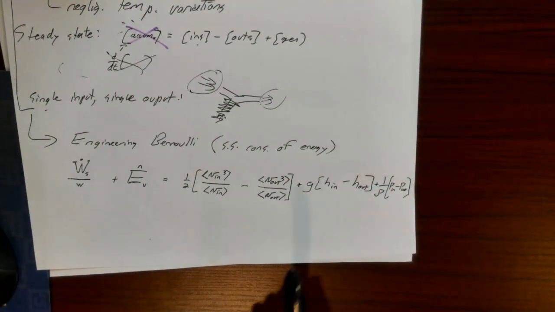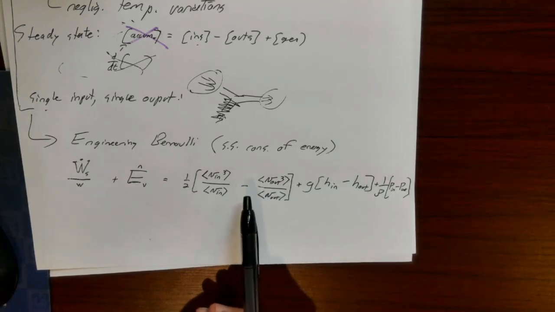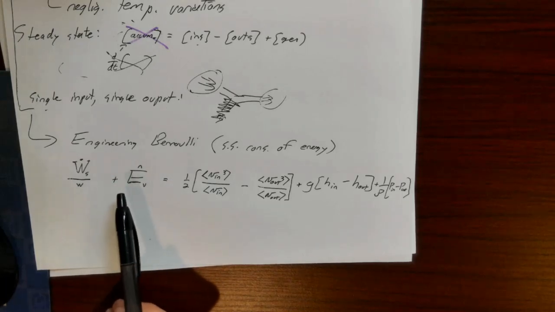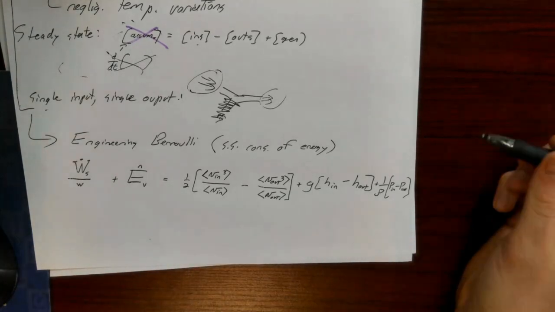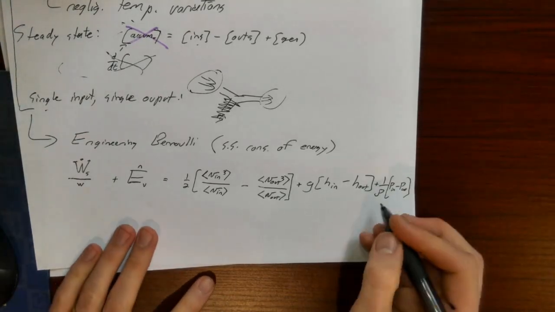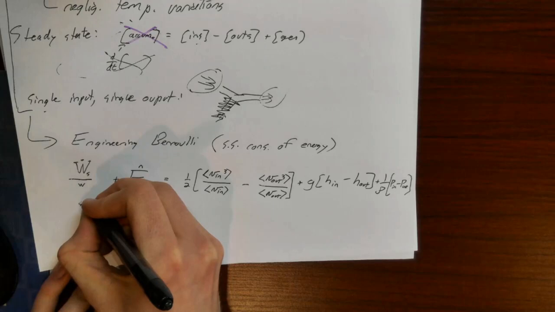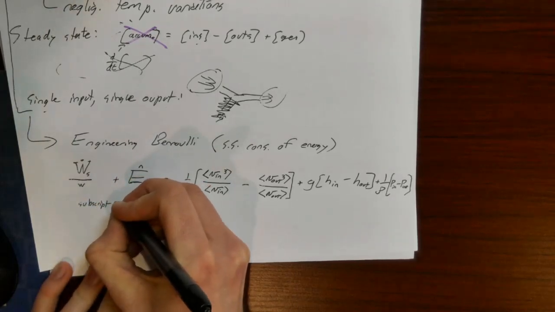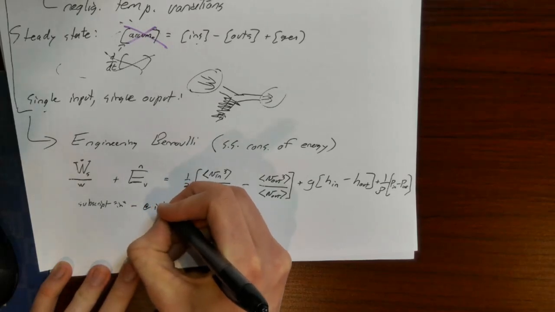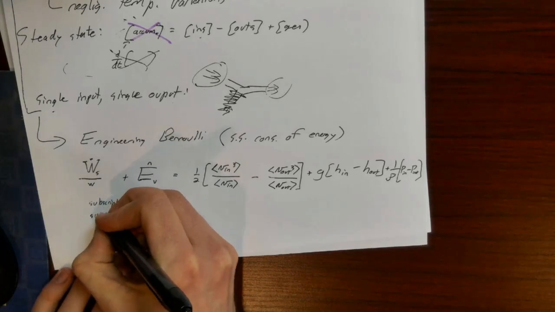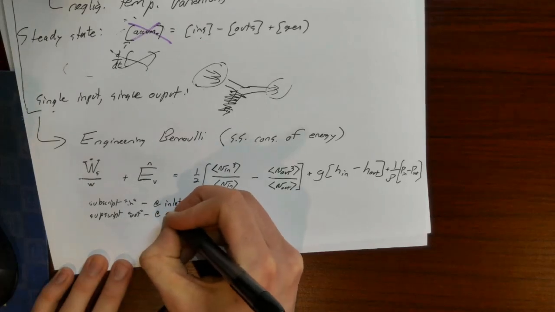All right, so we notice we have some familiar stuff over here, some kind of familiar stuff right here, although it looks a little goofy, and then some brand new terms right here. So let's define some of our new terms. Anything with a subscript in means it's associated with the inlet. So subscript in means at the inlet. Any subscript out, you could guess, would mean we're at the outlet.